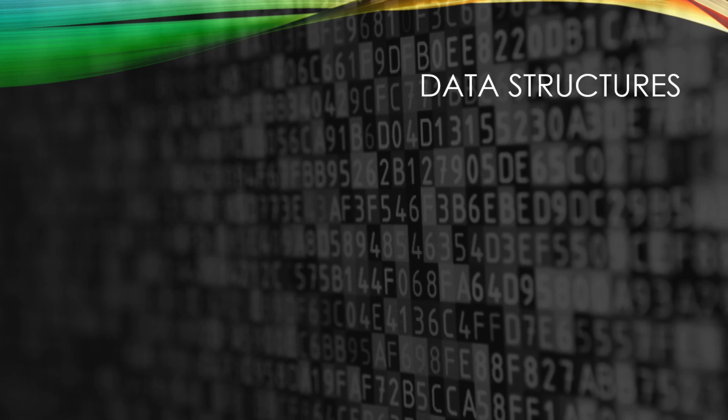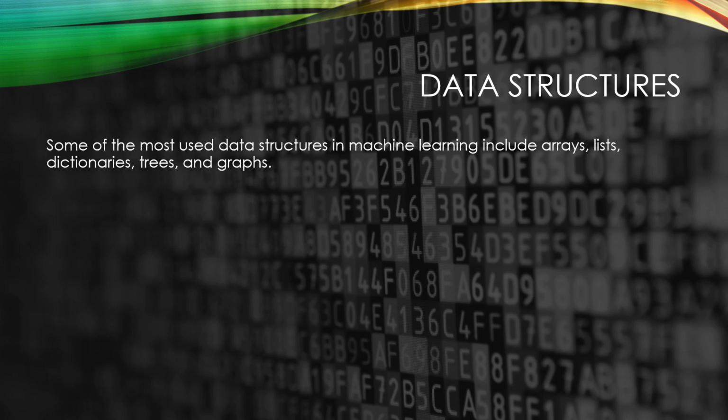All right, let's take a look at data structures. All right, some different kinds of data structures. So some of the most used data structures in machine learning include arrays, lists, dictionaries, trees, and graphs. Trees and graphs are more visualization than anything, rather than practical use, in my opinion.